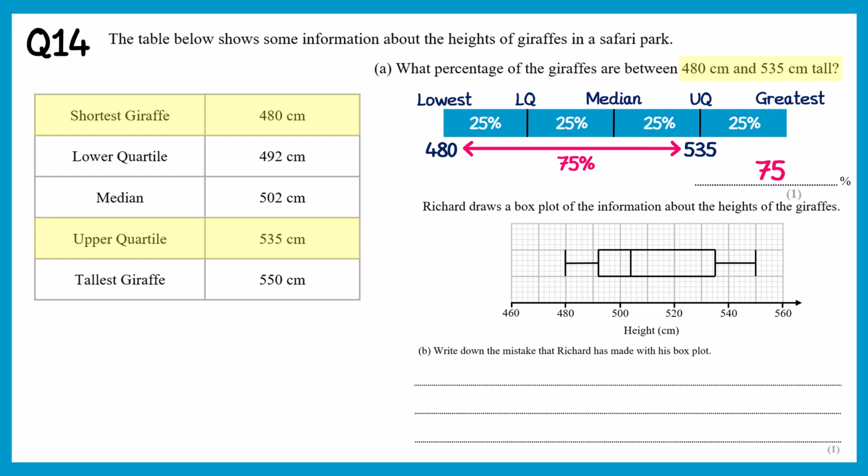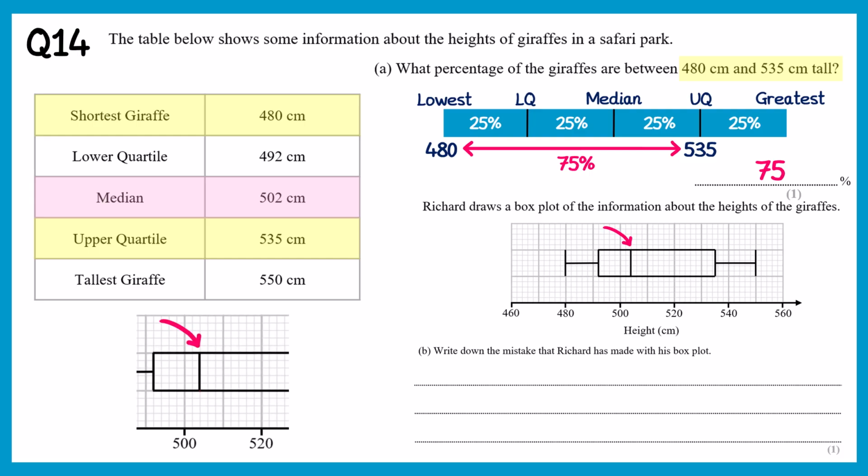In the second part of the question we have a box plot and we need to find the mistake that Richard has made. Well, if you look at the data, the median is 502, but Richard's median here is not at 502. If we take a closer look at this and draw down from the median, this value here is not actually going to be 502.